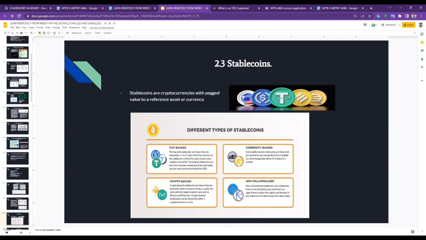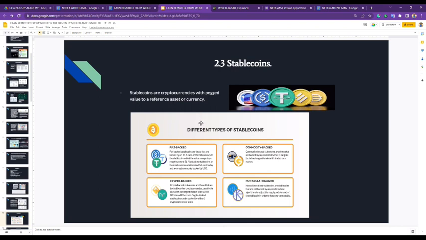Stable coins are cryptocurrencies with a value pegged to a reference asset or currency. Note that I say reference asset or currency. I need to emphasize that, because when you dive into the different types of stablecoin, you're going to see the reason why I had to say asset or currency.